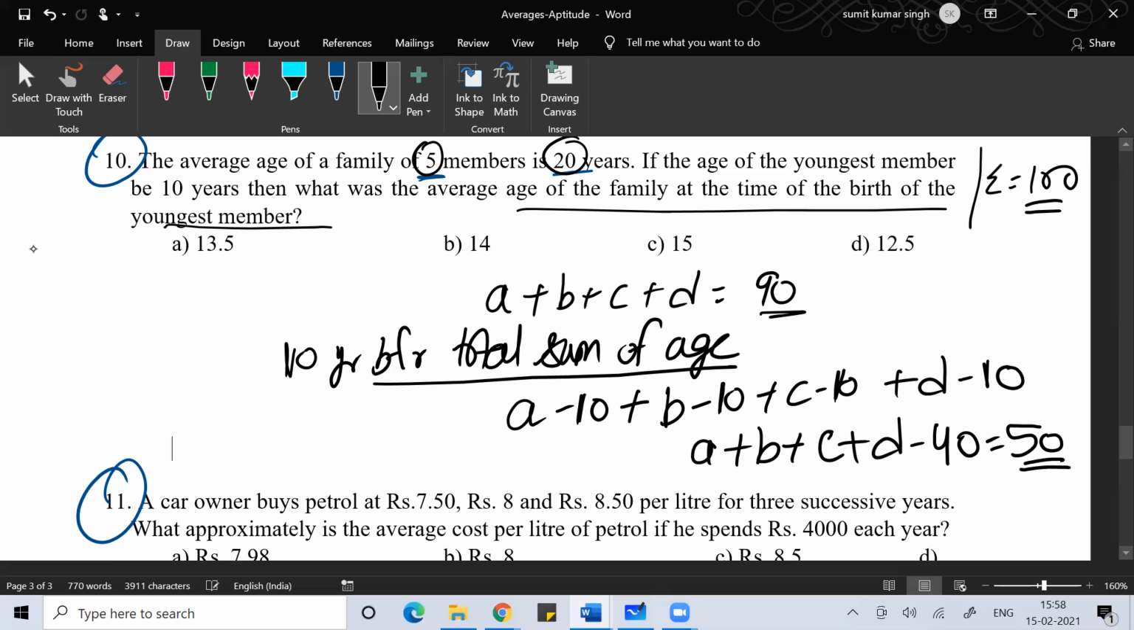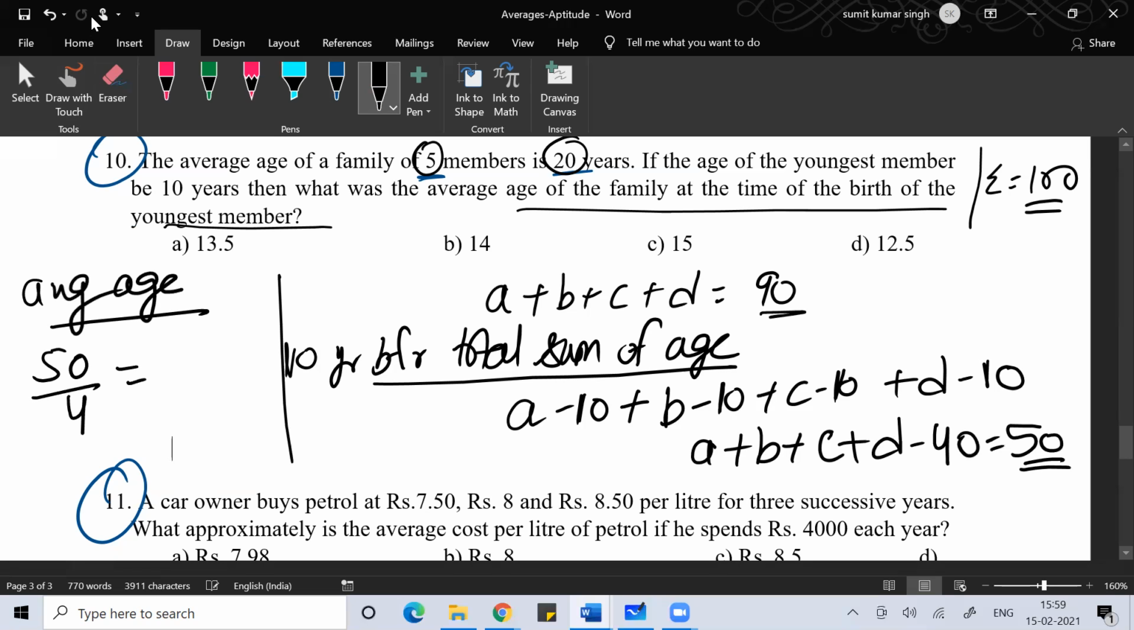So at the time when the youngest member was born, their total age was 50. What was the average age at that time? Only 4 members were there, A, B, C, D. So what was their average age? That would be 50 divided by 4, which is 12.5.